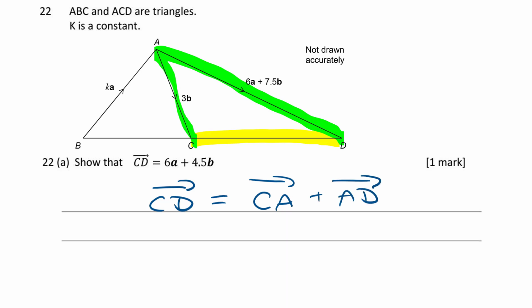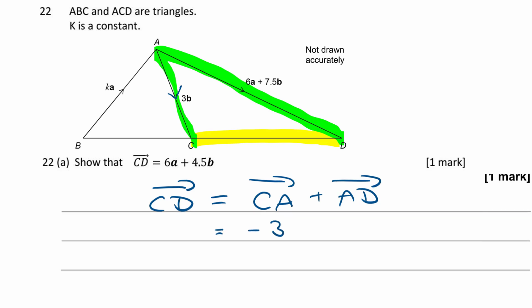Now we know that the vector c to a, well, it's kind of going against that arrow, isn't it? If you look at a to c is 3b because the arrow is going this way. We're going against the arrow, so it's going to be minus 3b. So that's equal to negative 3b plus vector a to d, which is 6a plus 7.5b. Okay? Once we've written it like that, we can just collect together like terms, very much like we do with algebra.